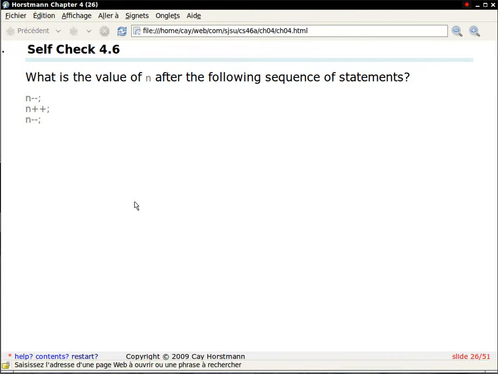So these self-checks, and then we'll go break for lunch. What's the value of n after these two statements? Yeah, n minus 1, right? 1 less than it was before.